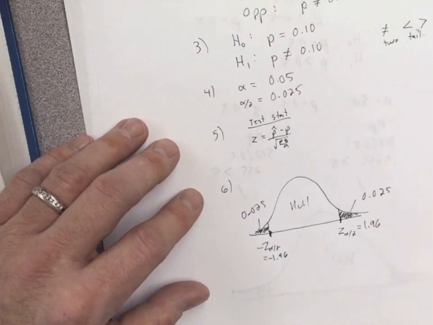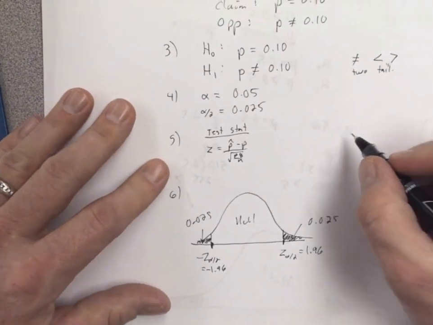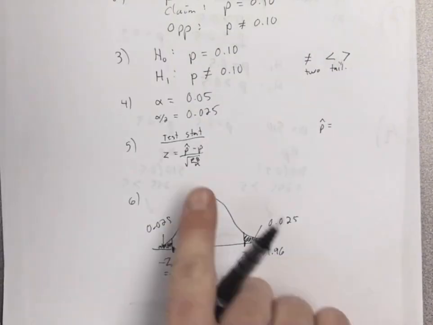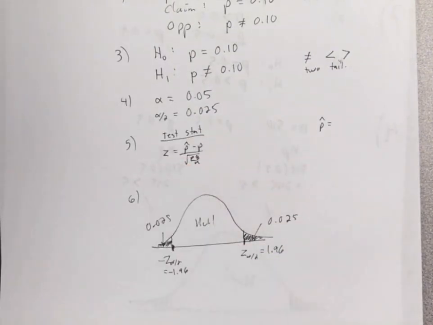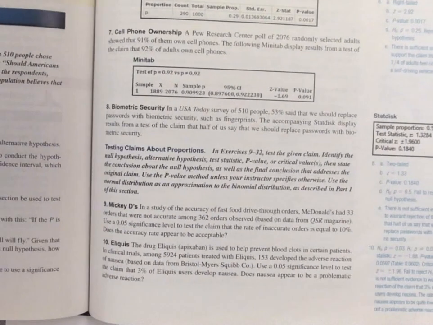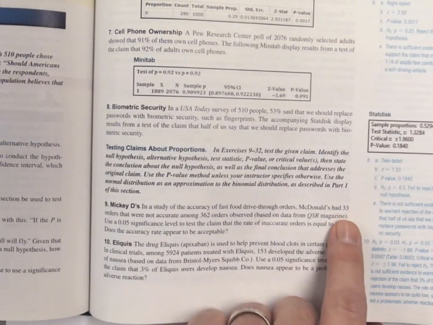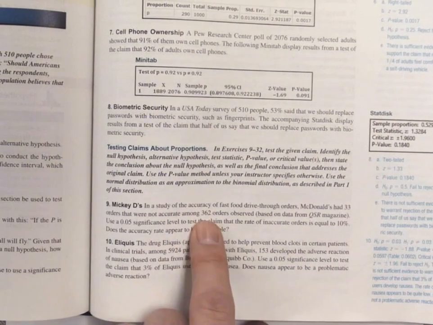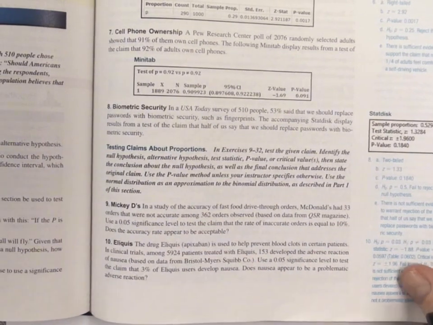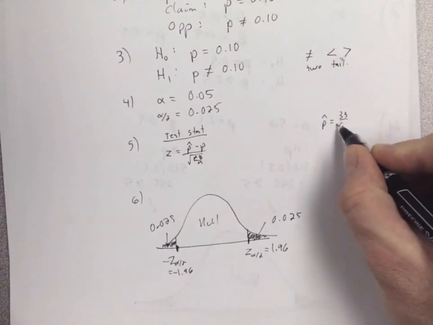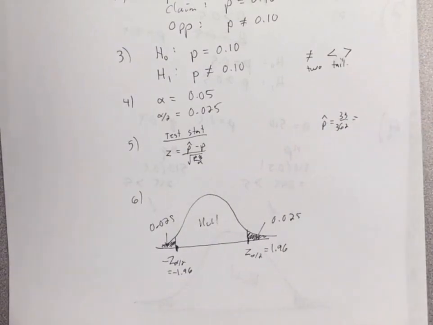So what I'm going to need is, over here I'm going to write p hat, because I'm going to have to put that in the formula so I know its value. So what it says is how do you find p hat? From here. That's right, yep, so it's going to be that number, 33 orders that were not accurate over the total orders observed, so 33 over 362. So 33 over 362 is equal to 0.09.